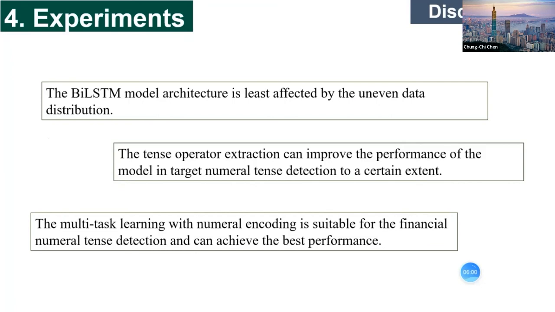From table 5 and table 6, we can draw some conclusions. The BiLSTM model architecture is least affected by the uneven data distribution. The tense operator extraction can improve the performance of the model in target numeral tense detection to a certain extent. The multitask learning with numeral encoding is suitable for financial numeral tense detection and can achieve the best performance.